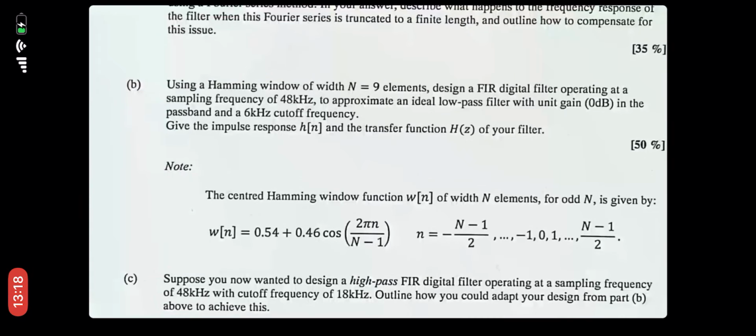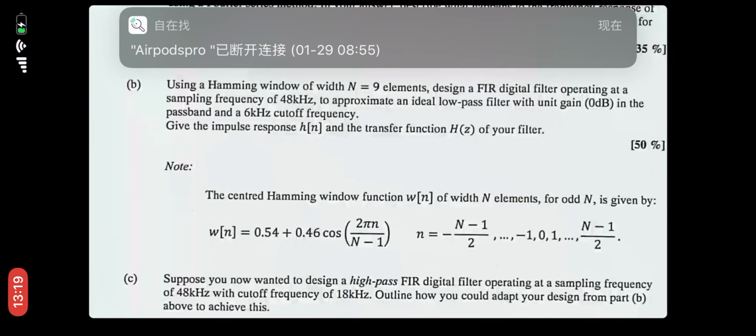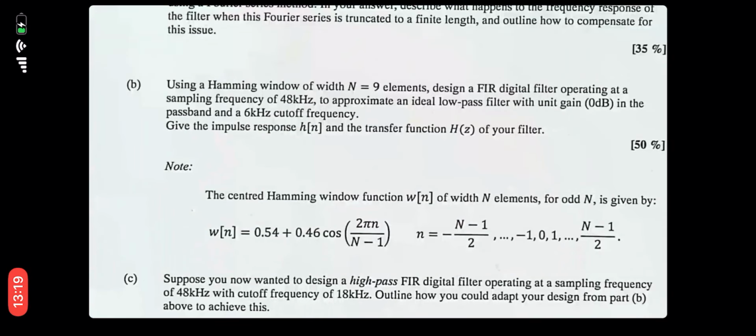For this one, using a Hamming window, width 9, n equals 9 elements, design an FIR digital filter operating at sampling frequency 48 kHz to approximate an ideal low-pass filter with unit gain in the passband and 6 kHz cutoff frequency, and give the frequency response and transfer function of the filter. And here, you're given the Hamming window function. It tells you to use a Hamming window, so you're not expected to remember the formula for a Hamming window.